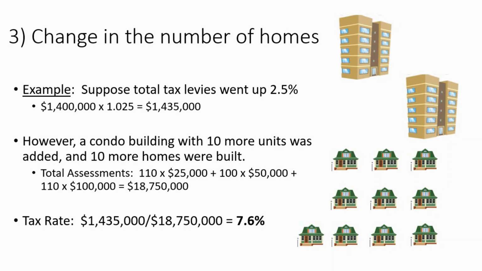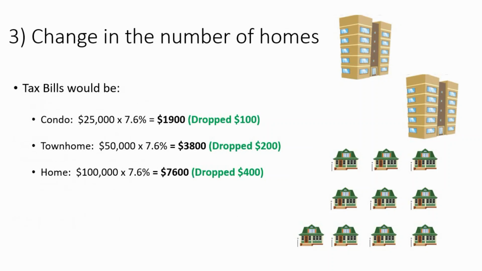So it's dropped. So now the tax bills would be a condo, 25,000 times 7.6%. It's actually dropped $100. Townhome, 50,000 times 7.6%. It's actually dropped $200. Or just a regular home, assuming that it's $100,000 again, times 7.6%, that actually dropped $400 from our original example. So that sounds great.